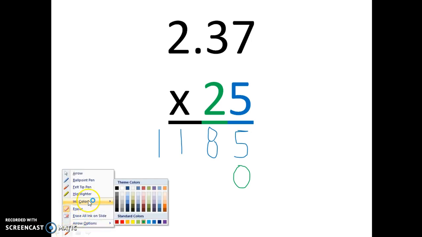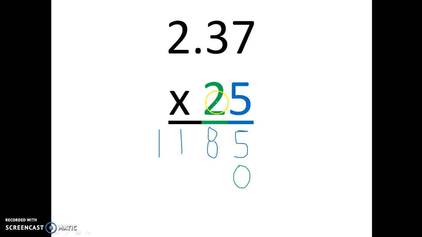We're ready to go with the tens place. Now we're going to multiply with the tens place. 2 times 7 is 14, 4, and carry the 1. 2 times 3 is 6, plus 1 is 7. Then lastly we have 2 times 2 is 4.